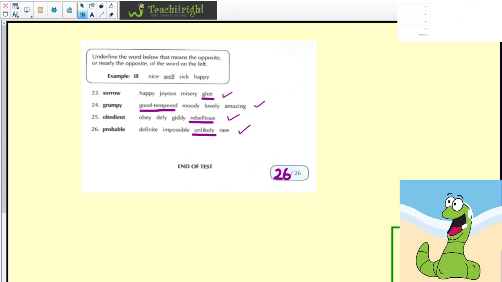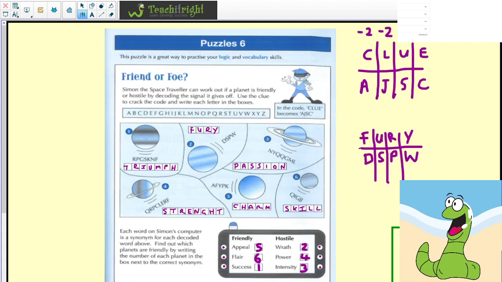The last thing, which was a little bit of fun, was to try and do a puzzle, friend or foe. And what I've done is I've just put in, you need to use the code. And just to show you on the code, we've got the word clue, and then we've got A, J, S, C. And if we take 2 letters away from C, we get A. 2 letters from L, we get J. 2 from U, we get S. And 2 from E, we get C.